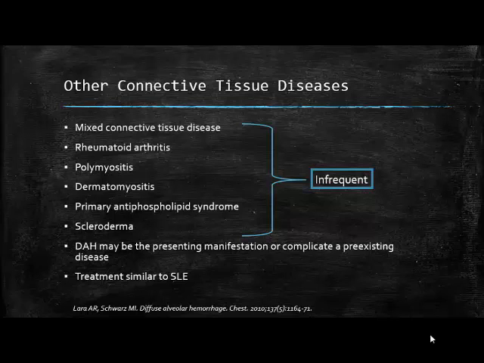Other connective tissue diseases are infrequent, but they could happen. These include mixed connective tissue disease, RA, polymyositis, dermatomyositis, primary antiphospholipid syndrome, and scleroderma. I'll be talking a little bit more about antiphospholipid syndrome too. So DAH may be the presenting manifestation, or it could complicate a pre-existing disease, and treatment is similar to the treatment of SLE.